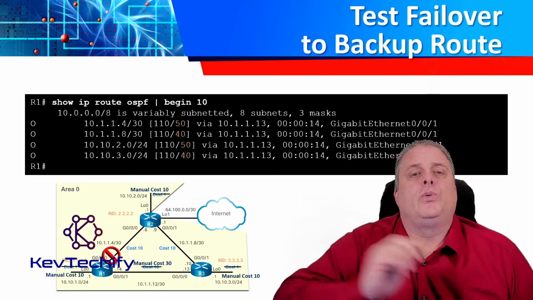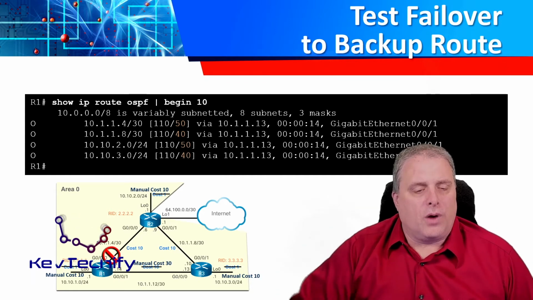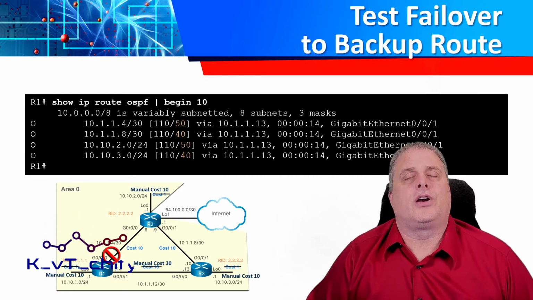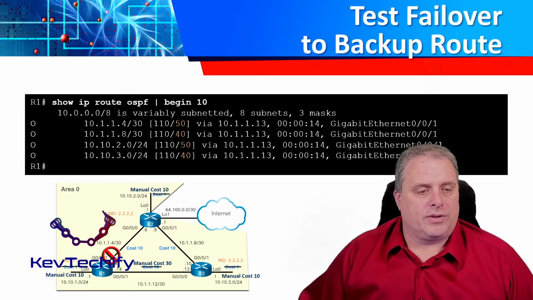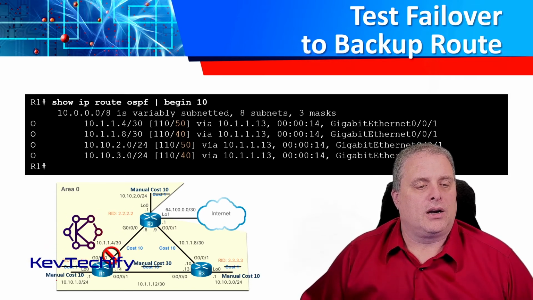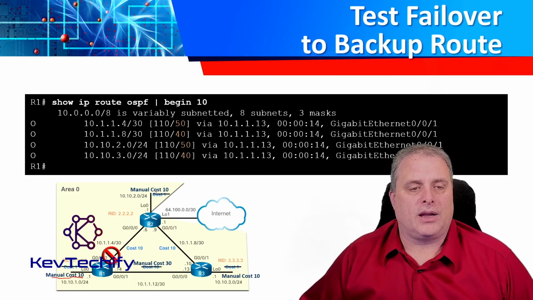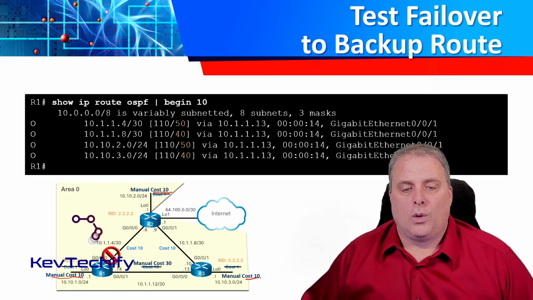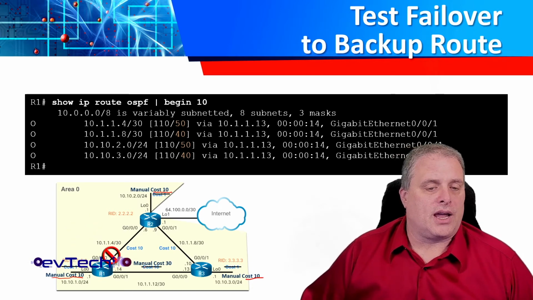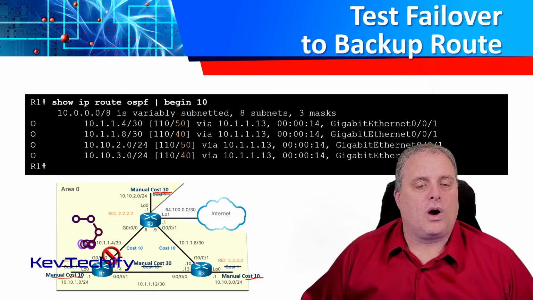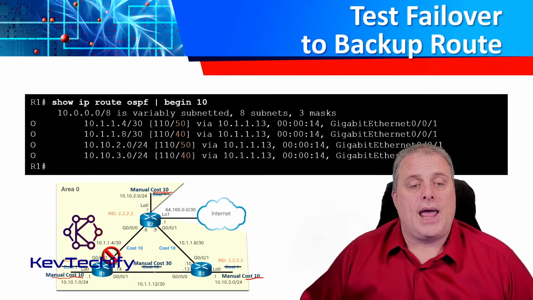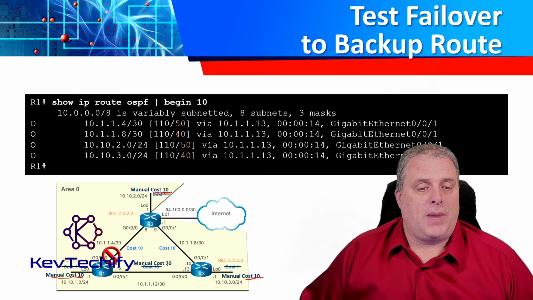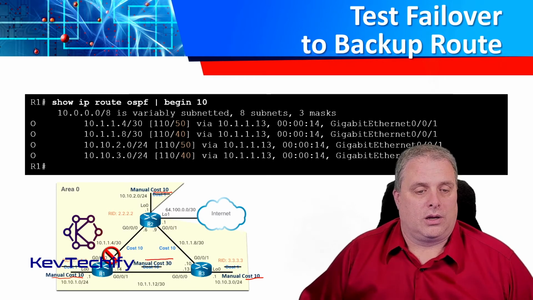But what happens when we have a failure? We've manually adjusted some of our costs on our network. We've adjusted all the loopbacks here to a cost of 10. So all three of these routers have a loopback address. We've manually set those costs to 10. We also, from that previous slide, set the connection between R1 and R3 as a manual cost of 30.